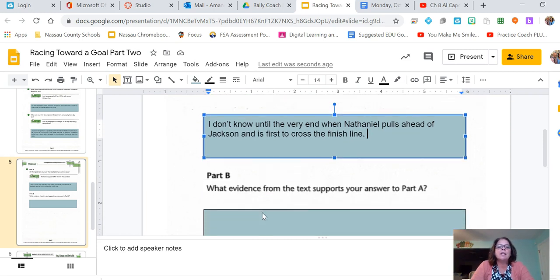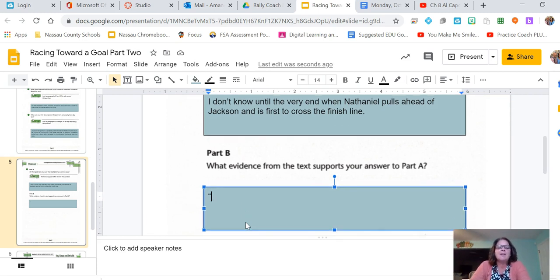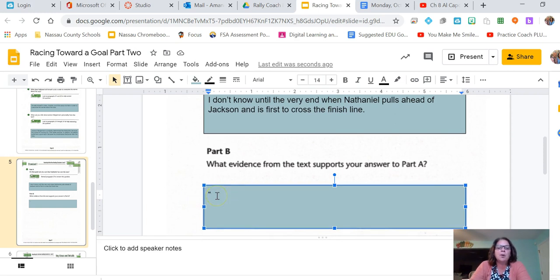Part B says, what evidence from the text supports your answer, part A? Now, I'm not going to tell you this one. I'm going to force you to go back to paragraph 23. It says, what evidence from the text? I'm going to start the quotation mark. You have to cite word for word one or two sentences. It could be one sentence. It might be two sentences that tells you that he won the race, that he was at the very end when he won the race. So you are citing text evidence. So when I look at this, it has to start with quotation marks. You're copying word for word the evidence, and then you're ending the sentence with another quotation mark.